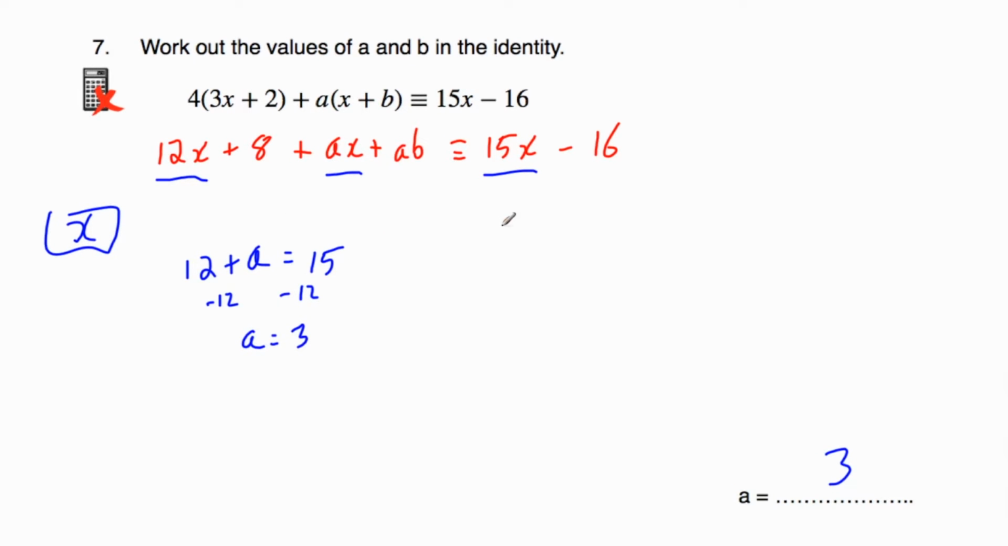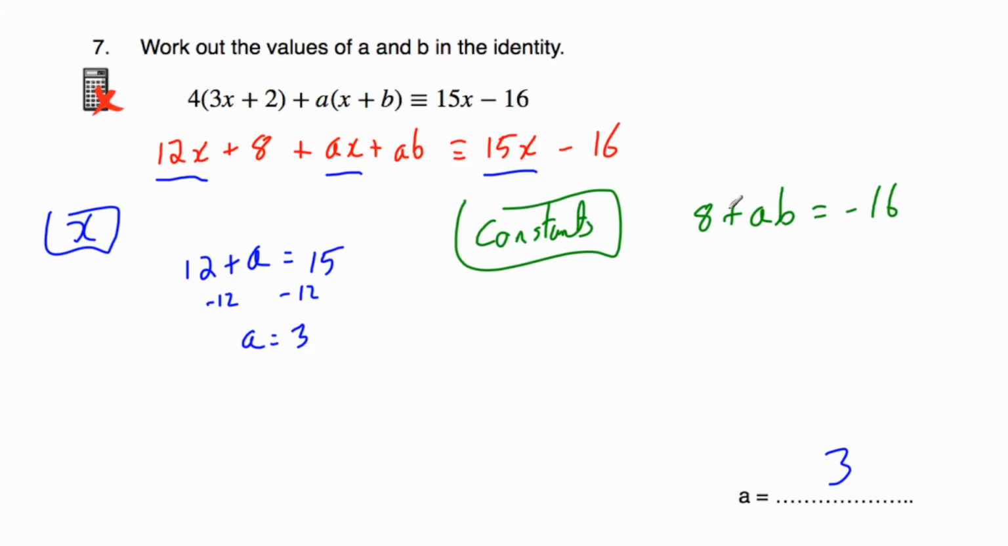Now we've done our x's. Now let's do our constants. So our constants on the left-hand side, we've got 8 and ab, so that's 8 plus ab. And on our right-hand side, we've got negative 16, so it equals negative 16. So we know that a is equal to 3, so we get 8 plus 3b is equal to negative 16.